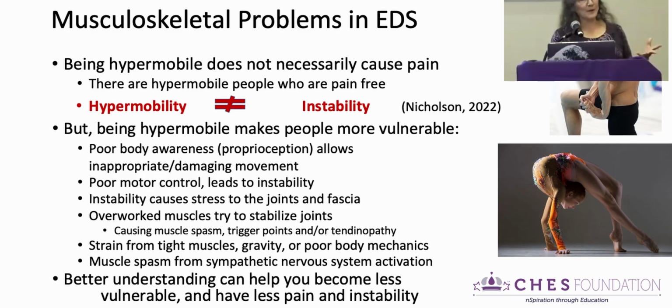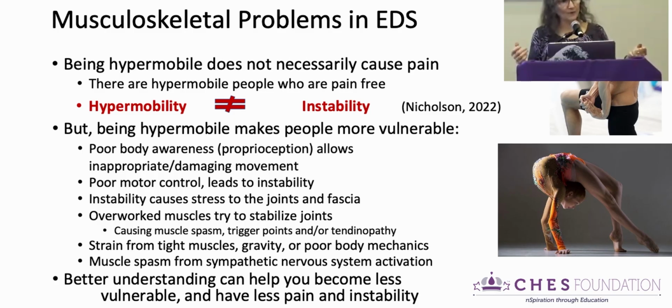And so why are people who are hypermobile more likely to have problems? Well, we have poor body awareness, so joint awareness. We call that proprioception in physical therapy, because some of the nerve endings that tell you where you are in space are in the joints, and the joints are stretchy, and so we're getting bad information, right? It's like having bad Google Maps.